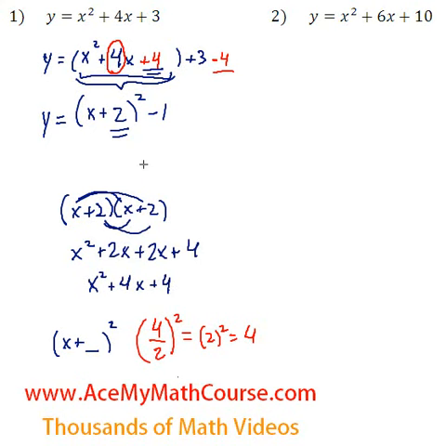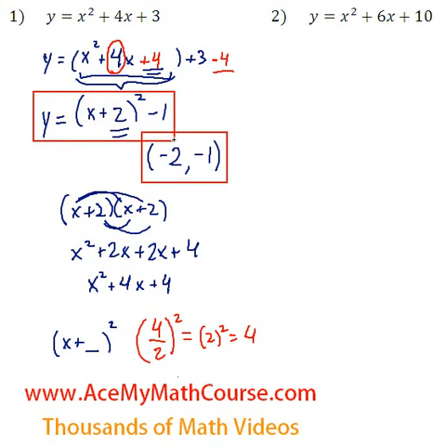And right away, we can tell the vertex of the parabola. What is that going to be? It's going to be negative 2, negative 1. So this is the vertex. That is the parabola in complete square form.